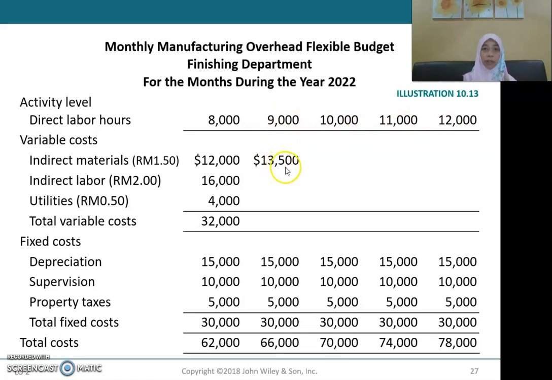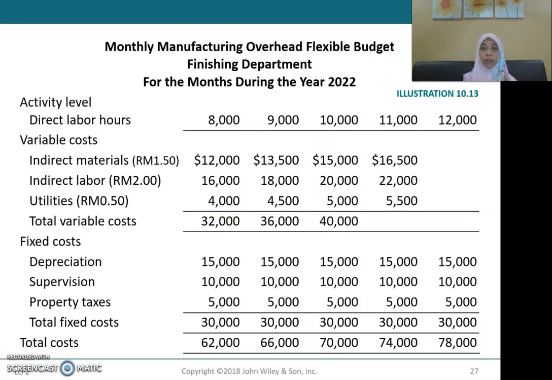So how do you get 13,500? That will be 1 ringgit and 50 times your 9,000. So you will get 13,500. You do the same thing for your indirect labor. That will be 2 times your 9,000. 2 times 9 will be 18,000. And then the same goes for your utilities and so on. So you finish off this table, you will get all these figures for your monthly manufacturing overhead flexible budget.